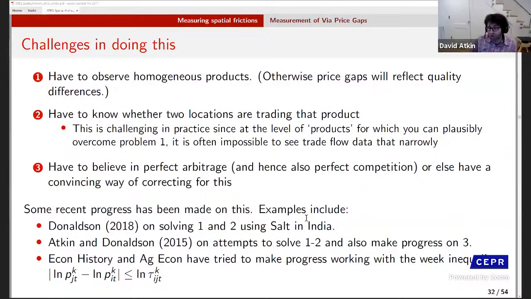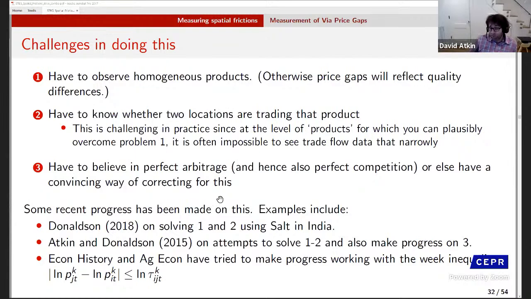It's not that easy to know if two locations are trading, and the reason is if you want a really homogeneous product, the trade data is typically not at that level. We don't see trade at the level of 330 milliliter cans of Coke. We see trade at the level of beverage or carbonated beverage with sugar. And so we're not going to be able to see that. And if we're looking at domestic trade costs, then we often don't even have trade flows within locations.